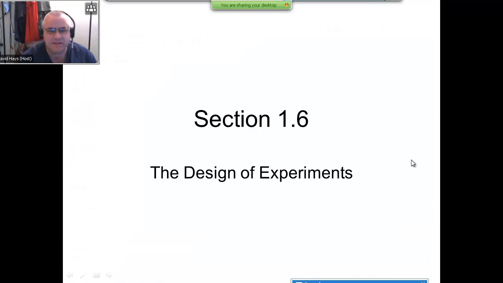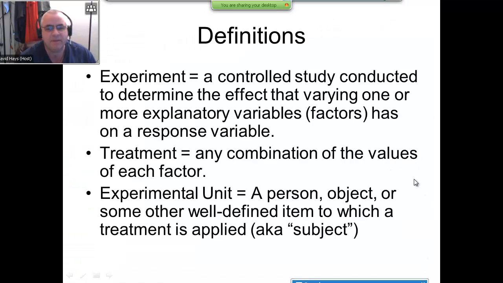Now this is the design of experiments. And our first definition is experiment. This is a controlled study conducted to determine the effect that varying one or more explanatory variables, factors, has on a response variable. You have to be careful about this. Sometimes a controlled study isn't as controlled as you think.